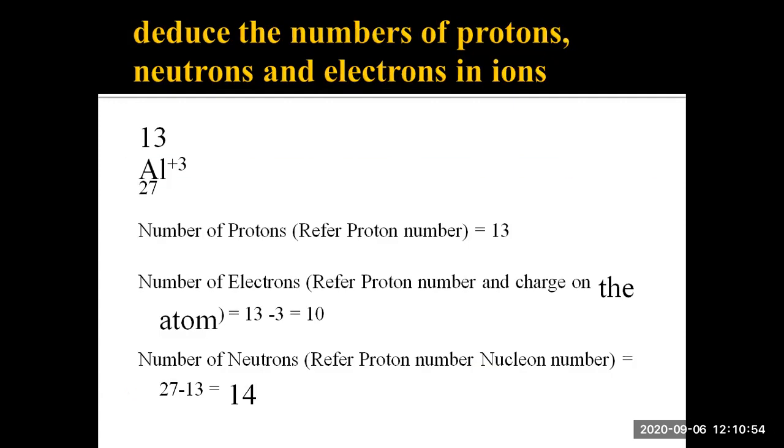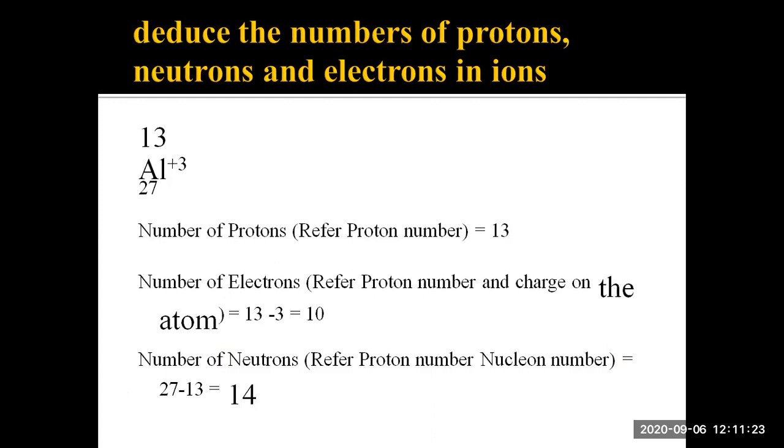Now this is an atom of aluminium, but it's carrying a charge. You see the plus sign. If you see a plus or minus sign, it means it's a charged particle. Charged particles are called ions. In this case, it has lost 3 electrons, as you can see the plus 3 sign. The number of protons will not change. If you refer to the proton number, which is 13 in this case, the number of protons will become 13.